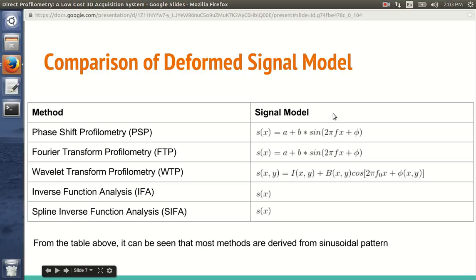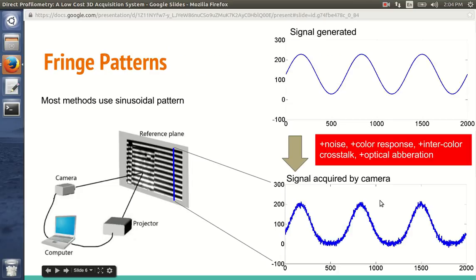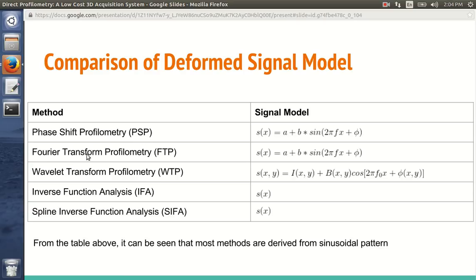Okay, so this is the comparison of the deformed signal model. We call it the deformed signal. The signal acquired by the camera in the presence of the object is the deformed pattern, or deformed signal. So we analyze some methods. First is phase shift profilometry, then Fourier transform profilometry, wavelet transform profilometry, inverse function analysis, and spline inverse function analysis.